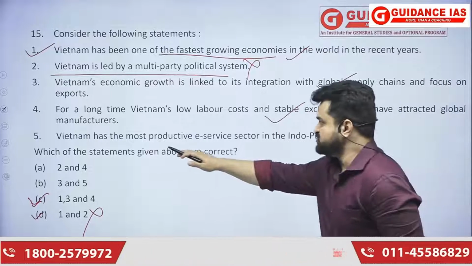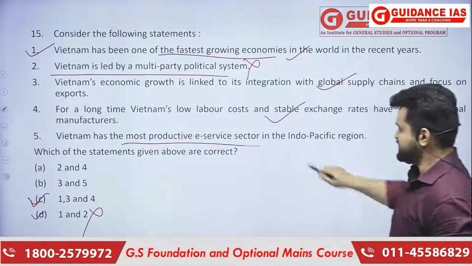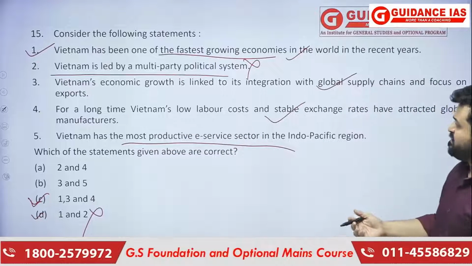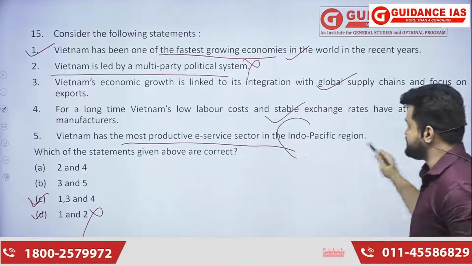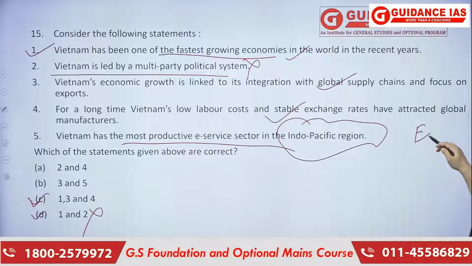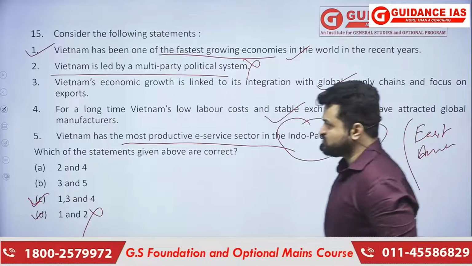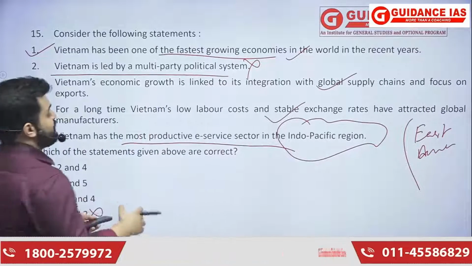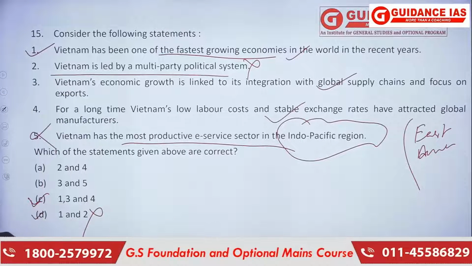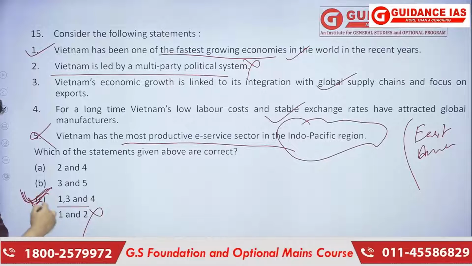Then, Vietnam has the most productive e-service sector in the Indo-Pacific. See, this statement is extreme. Now you will have a comparison of Vietnam with all the countries in the Indo-Pacific region, which includes countries in East Asia also. There are countries like Japan and South Korea which have a more productive e-service sector than Vietnam. And that is why this statement is incorrect. Okay, so this becomes your correct alternative, that is 1, 3, and 4.